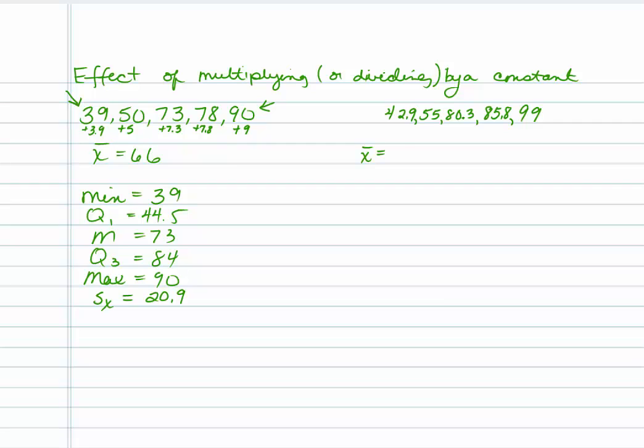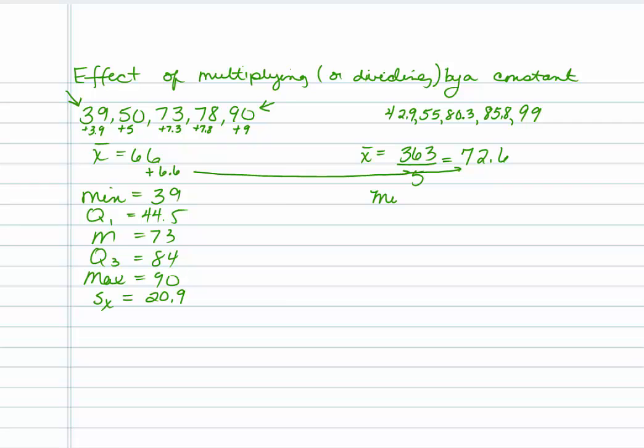Okay, so when I calculated it, I got 363 divided by 5, which gave me a new mean of 72.6. So just what I was thinking. If you were to take 66 and add to it 10% of it, you would get 72.6. So if you multiply every single number by 10% or increase it by 10% across the board, the mean will also increase by 10%.